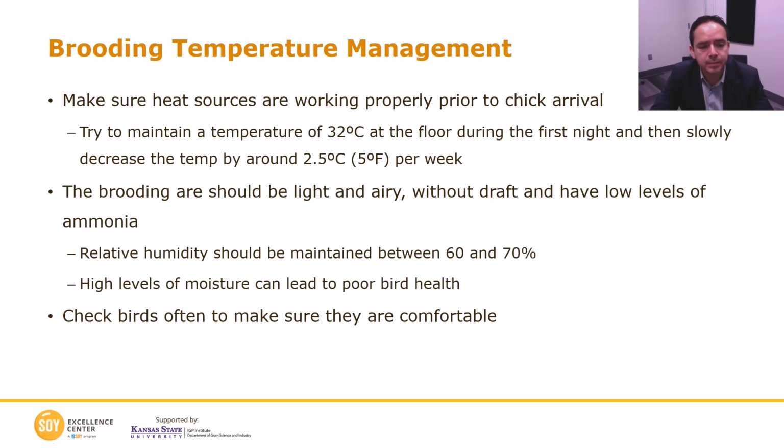It is important to pay attention to the brooding temperature. Before the chicks arrive, you need to make sure that all the heat sources are working properly, and you need to maintain a temperature of 32 degrees Celsius at the floor during the first night, and then slowly decrease the temperature by around 2.5 degrees Celsius per week. The brooding area should be light and airy without draft and have low levels of ammonia. The relative humidity should be between 60 to 70%.